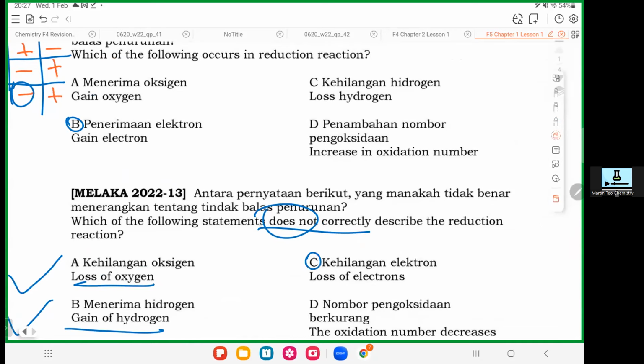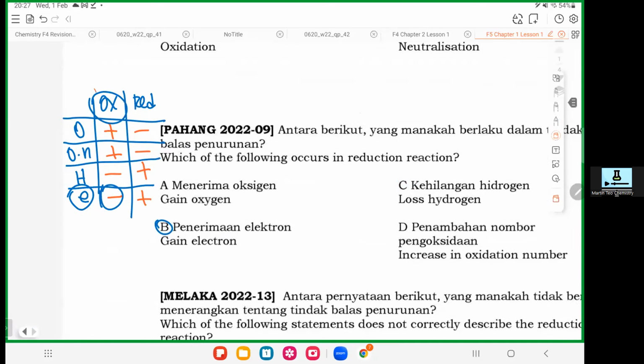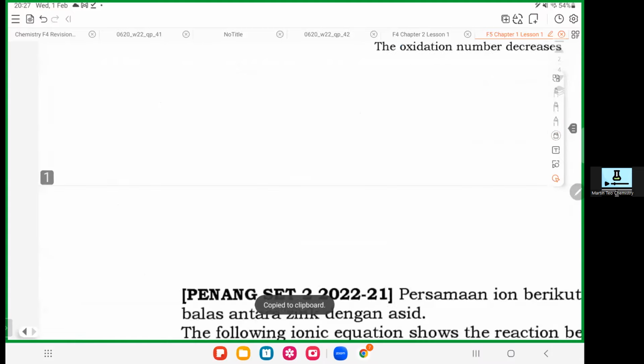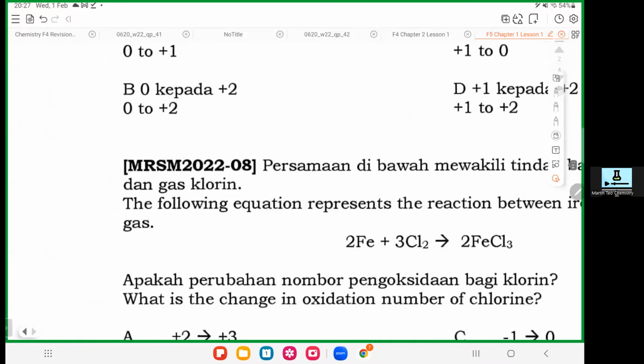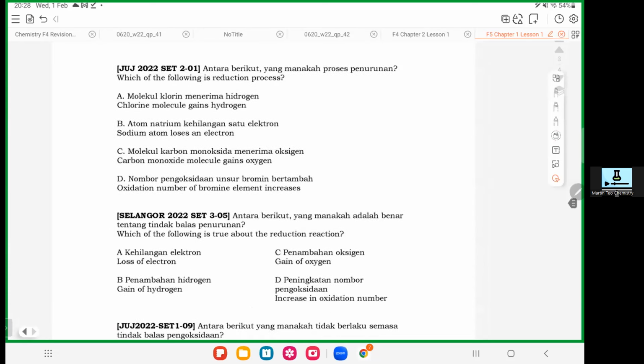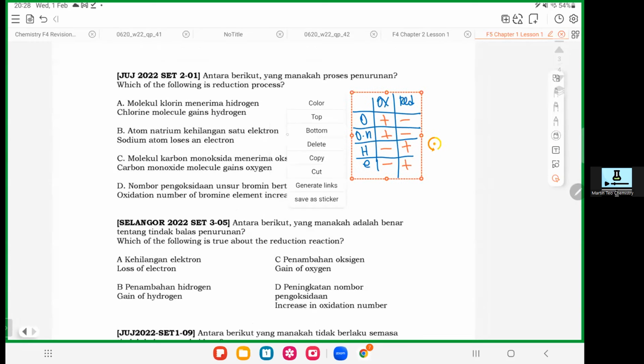So actually it is very, very straightforward. If you know this table, you are good to go. Let me copy this table first. Now let's try another one. This is a question from Johor.